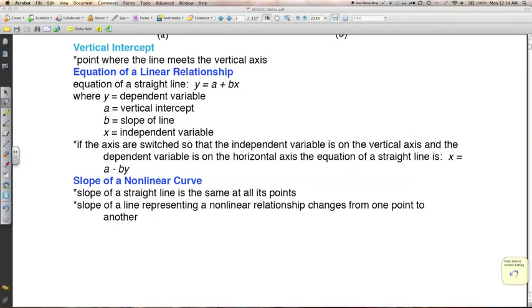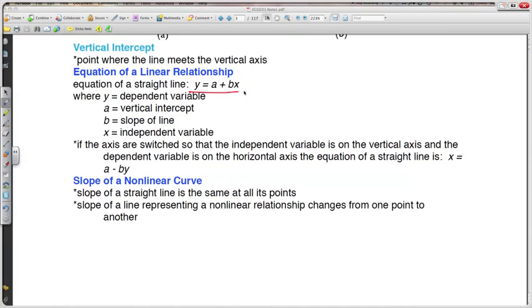For our equation of a linear relationship, we just look at y equals a plus bx, where y is our dependent variable, a is our vertical intercept, b is the slope of the line, and then x is our independent variable. So we're changing x and then looking at how it affects y.